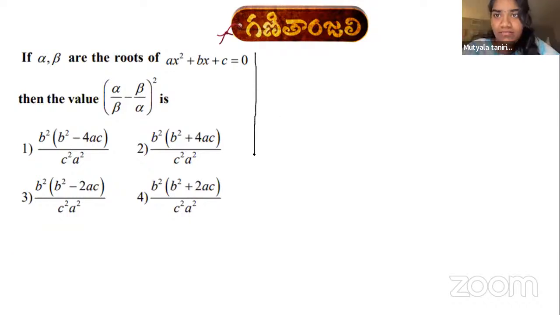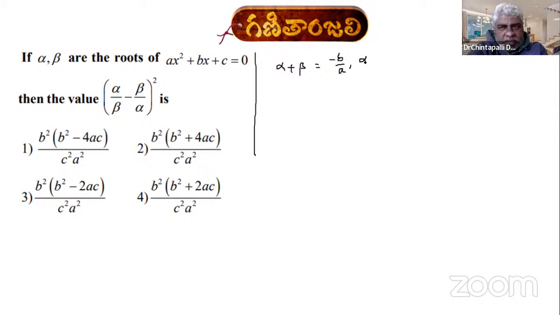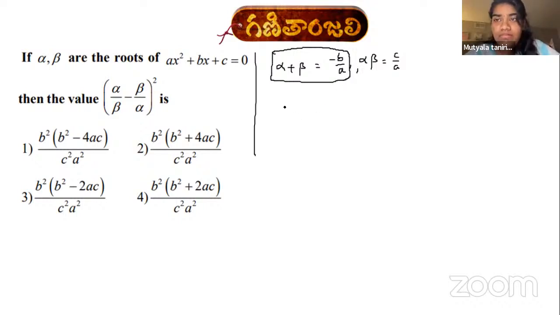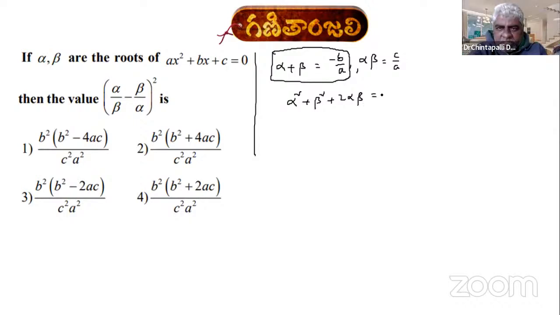You know what is alpha plus beta? Negative b over a. What is alpha beta? c over a. Very good. Let us square both sides. Squaring on both sides, alpha square plus beta square plus 2 alpha beta is equal to b square by a square.